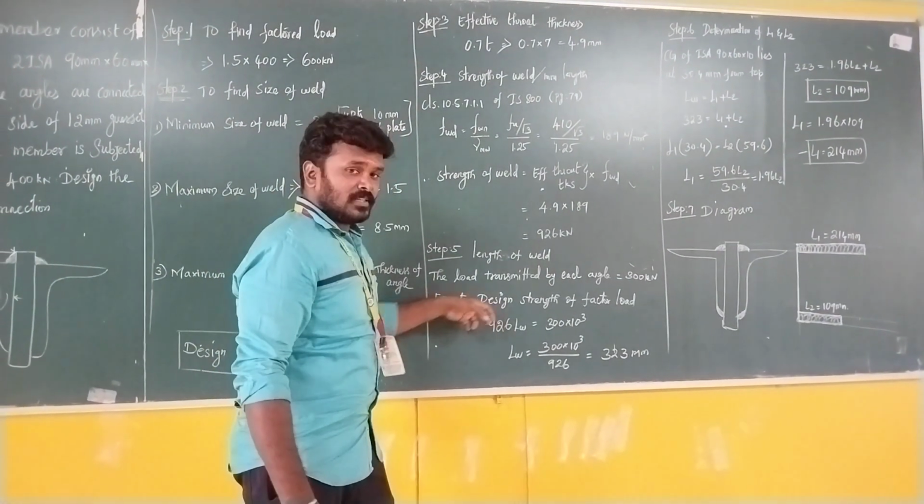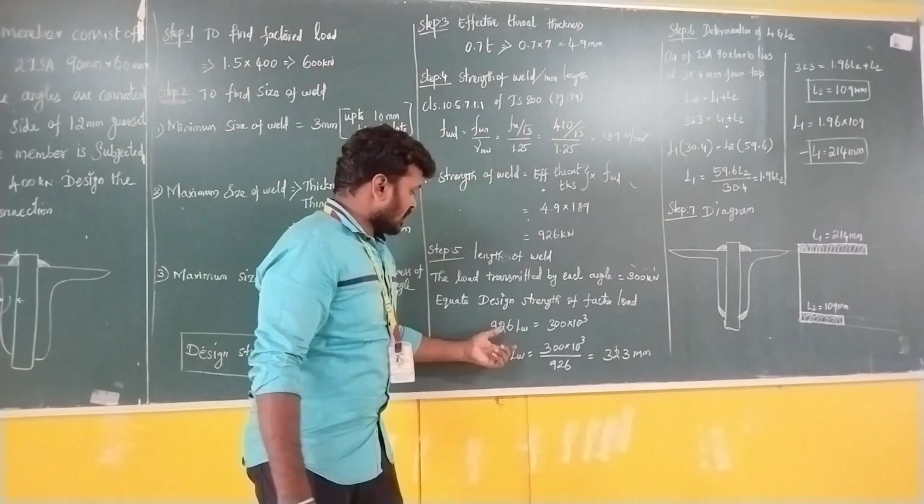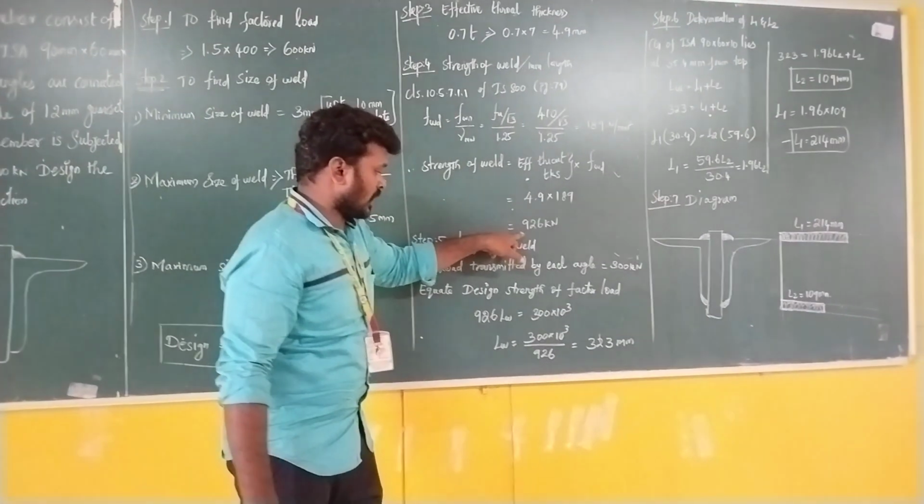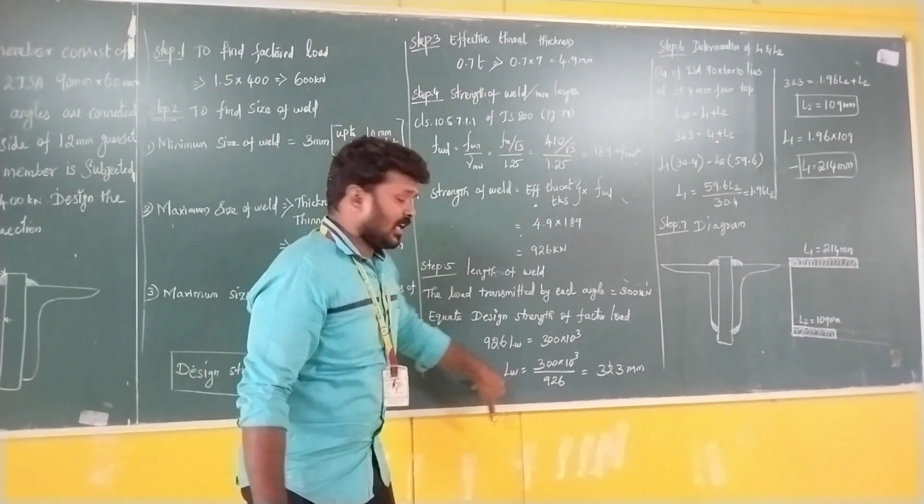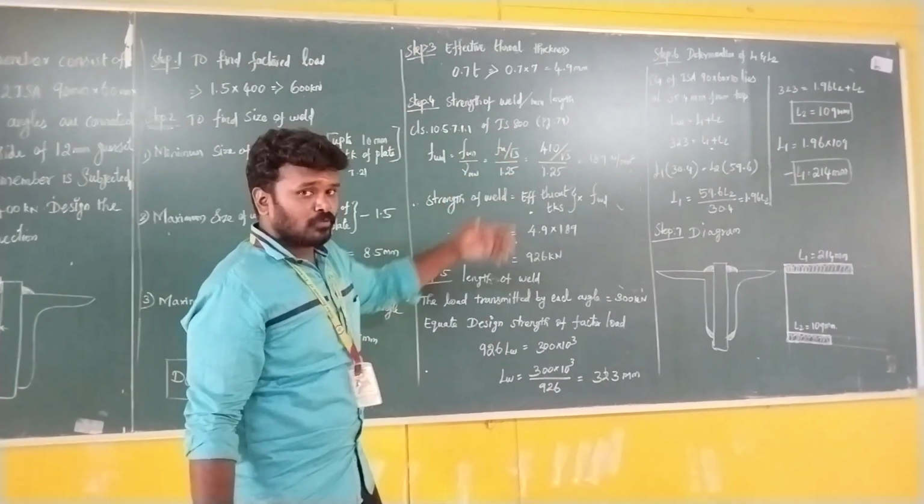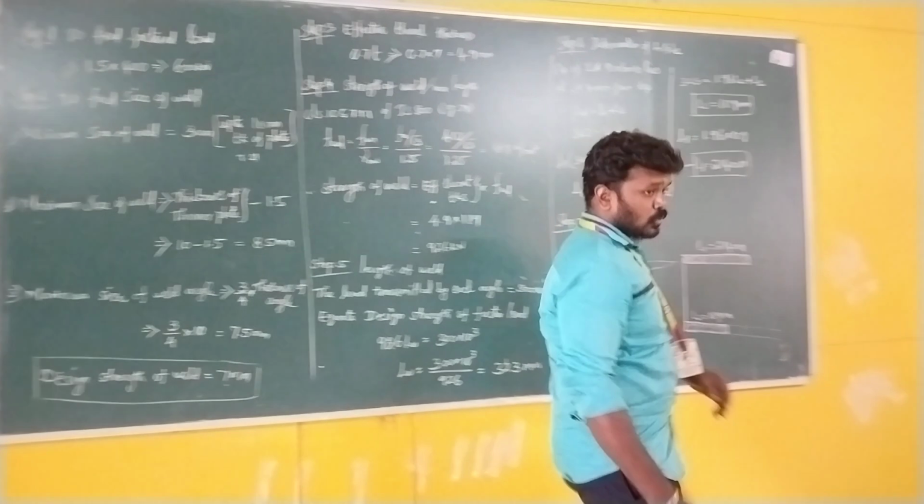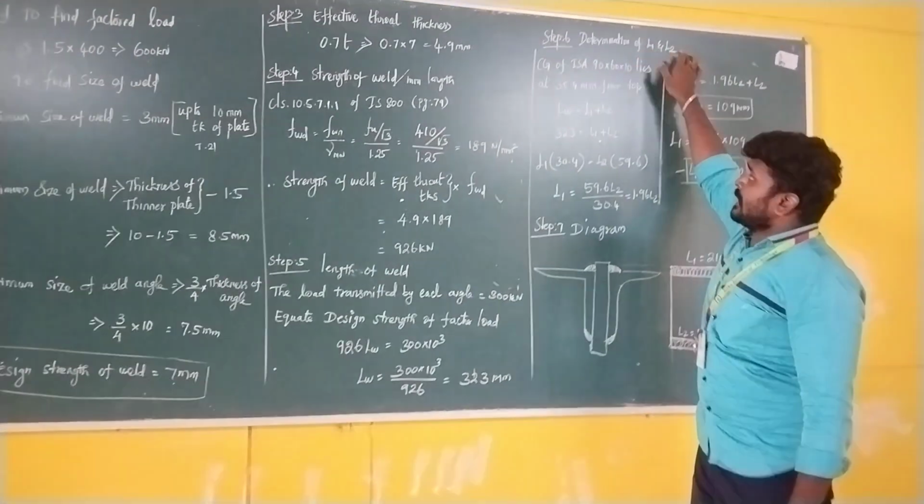So we equate design strength and factored load. The design strength is 926 kN and the factored load value is 300 into 10 power 3. We get the length of weld. Next, we have to find L1 and L2, that means length 1 and length 2.